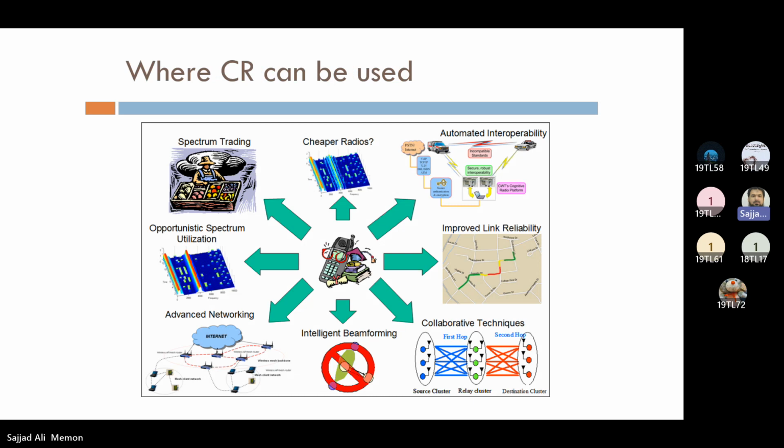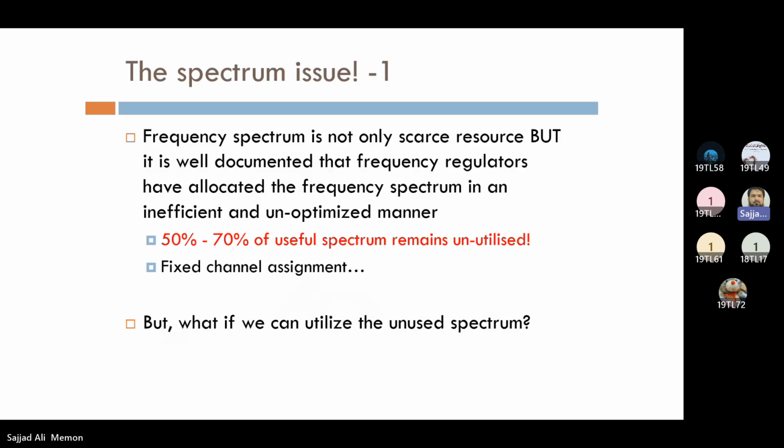So where can it be used? Spectrum trading, cheaper radios, automated interoperability, improving reliability, collaborative techniques, intelligent beamforming, advanced networking, opportunistic spectrum utilization. So it has plenty of applications to offer, but at this time, none of these has been taken seriously, especially in our country. It is not recognized in countries other than a few developed countries, where it has been recognized and is being used for opportunistic spectrum utilization.